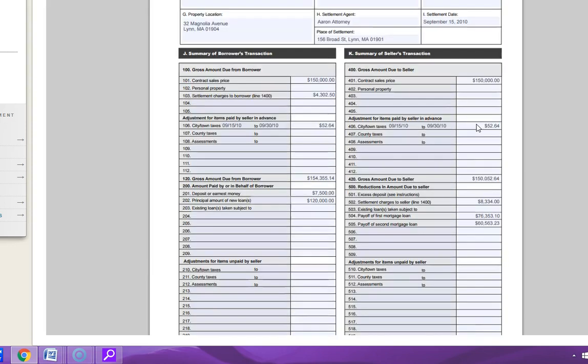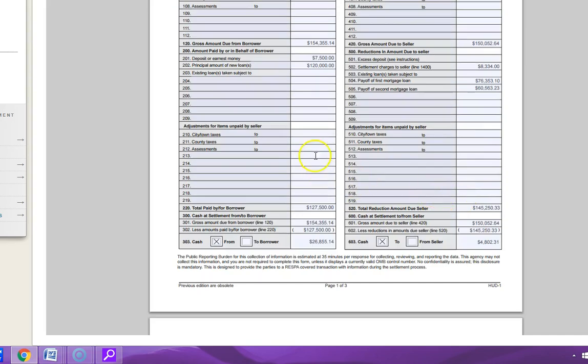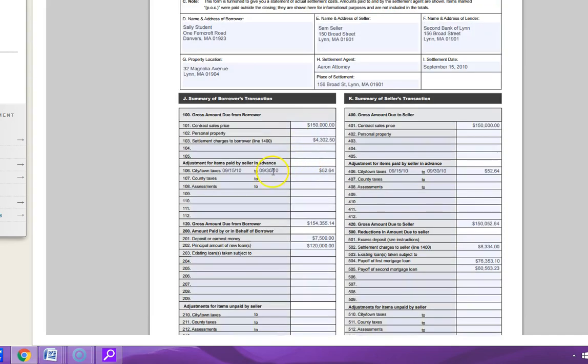8334. So that's appearing here. Okay. Now the hardest thing you're going to have to do is calculate the real estate tax. What you need to do is figure out whether the real estate taxes are paid and overpaid or paid and underpaid, meaning been paid up to date.